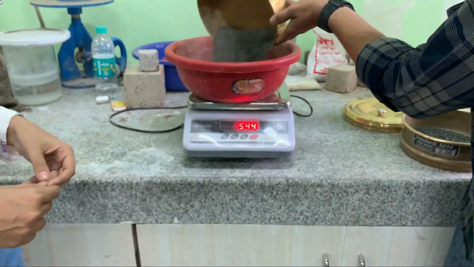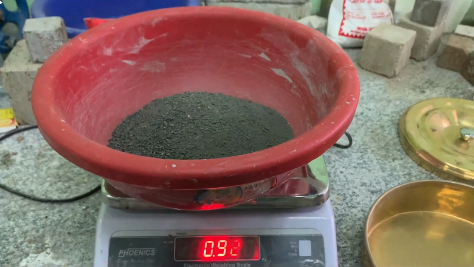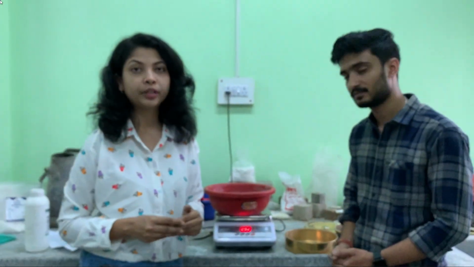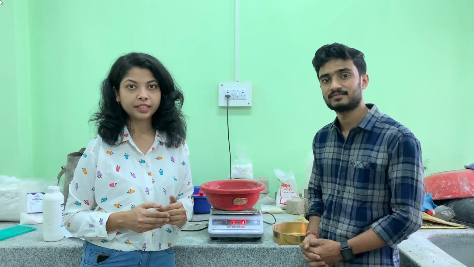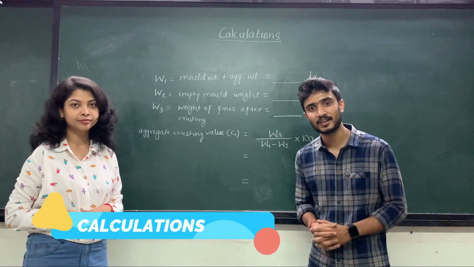So we have got the weight of the fines as 0.923 kgs, and we have also recorded the weight of the empty mold, which we have got as 10.18 kgs. It was recorded as the W2 value. Now let's head towards our calculation.